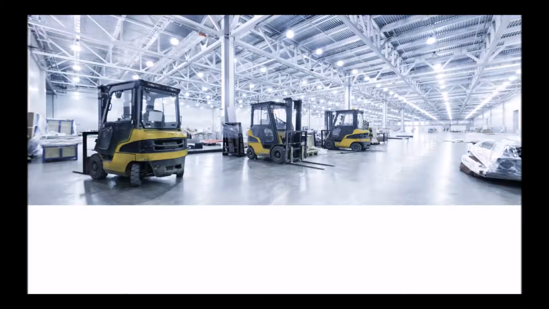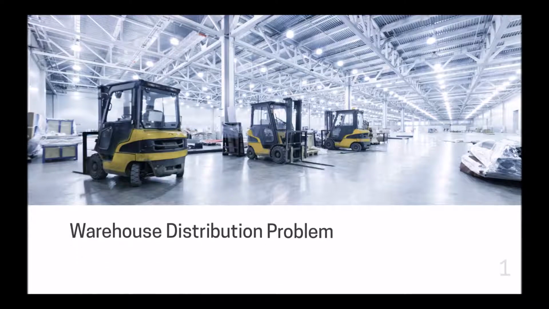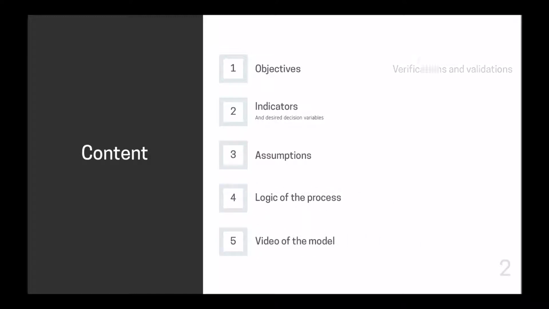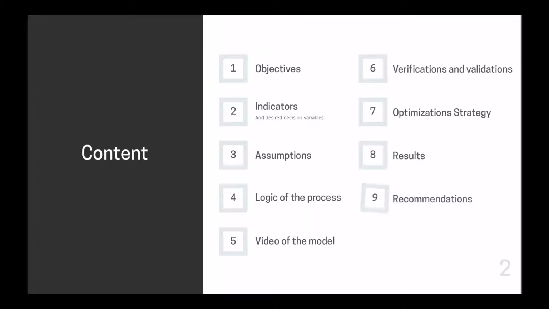Hello, today we are going to discuss the warehouse distribution problem. The topics we are going to talk about are objectives of the project, indicators and desired decision variables, assumptions of the model, logic of the processes, video of the model, verifications and validations, optimization strategy, results and recommendations.